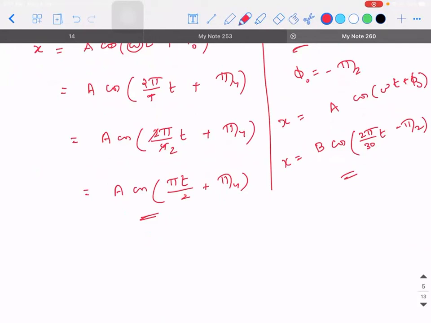Are you guys able to understand? Yes, sir. Simple, right? So this is how you write the expression for displacement of the particle.